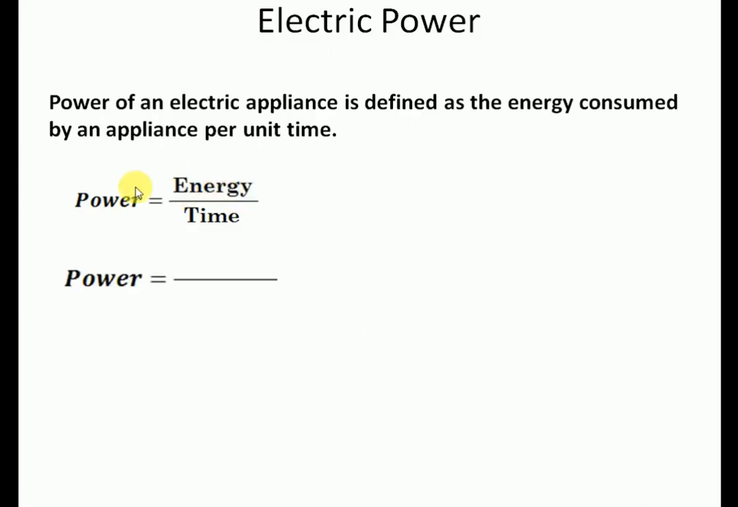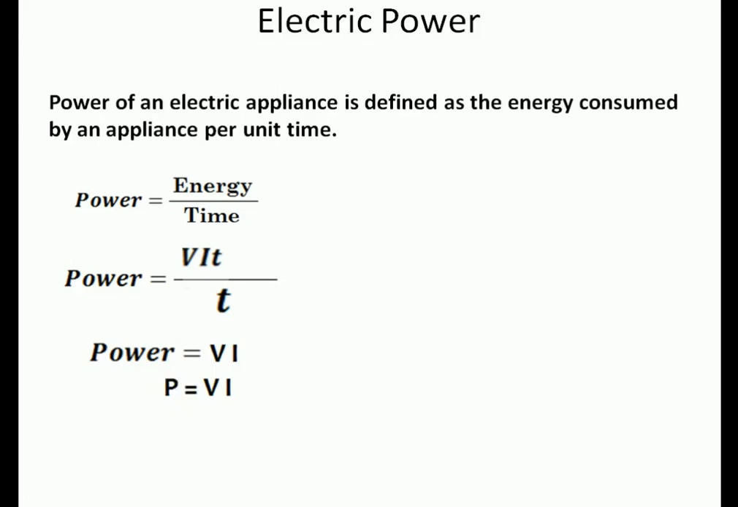For electrical energy I have three formulas, so we'll use the third one: VIT. Energy is VIT, divided by T. This comes from Joule's law of heating. Now T and T will get cancelled and I'm left with VI. So power is equal to VI. You can memorize VIP for the formula of power.